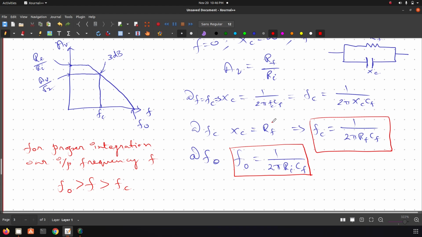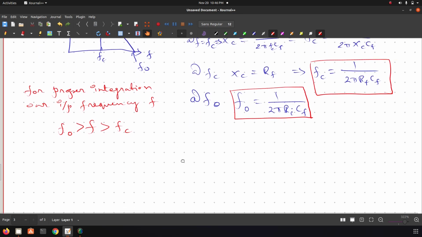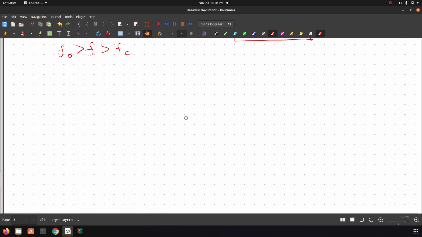And if some of you are curious why this value is AV by root 2, I will put some derivations in the following slides, so that you can understand why at this point the amplification gain is AV by root 2. That is what follows, and it's not for the examination. It's for general information.